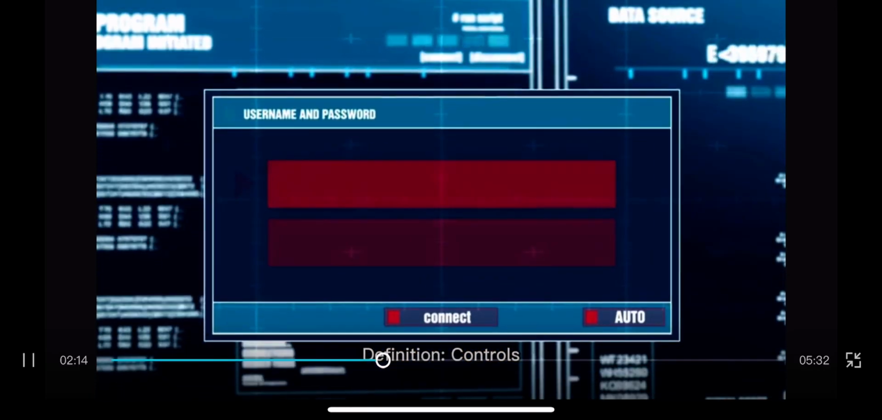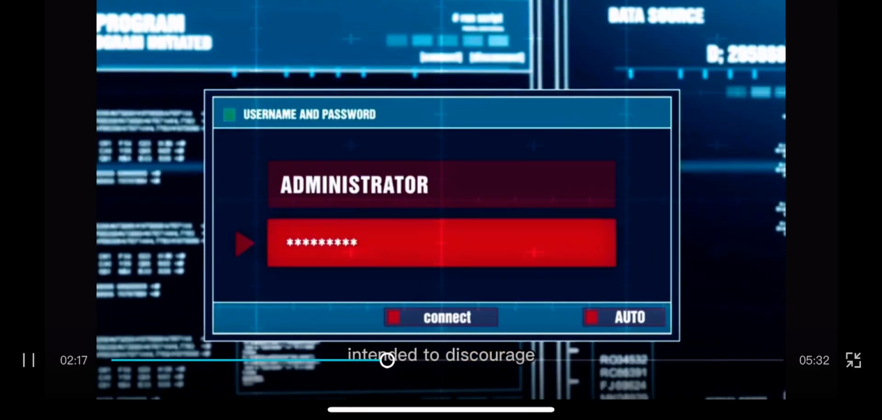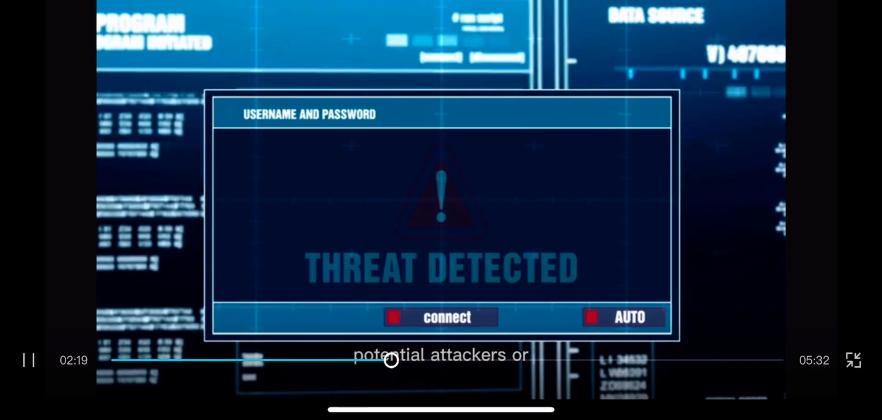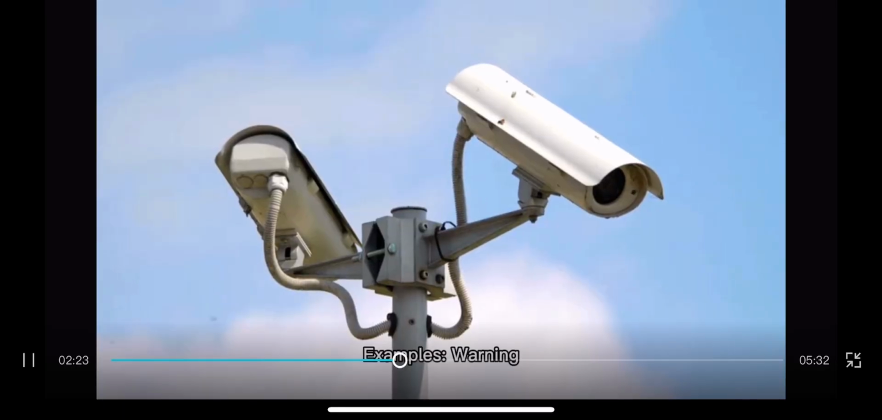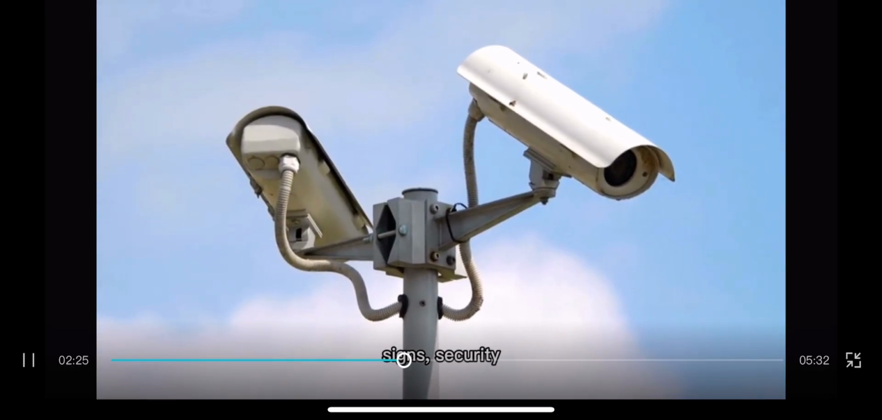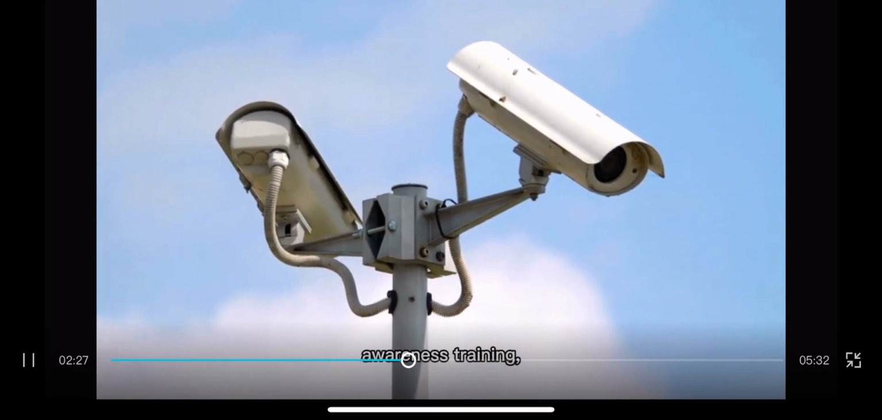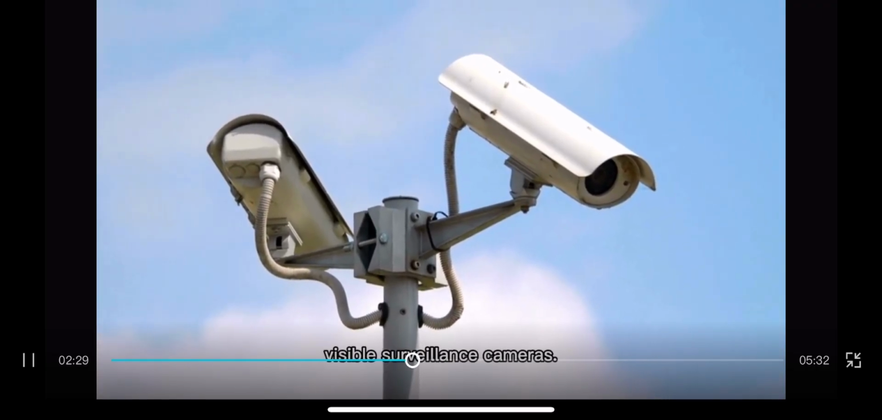Deterrent controls. Definition: controls intended to discourage potential attackers or malicious insiders from attempting to breach security. Examples: warning signs, security policies, security awareness training, visible surveillance cameras. Purpose: to create an environment that discourages security violations through visible deterrence.